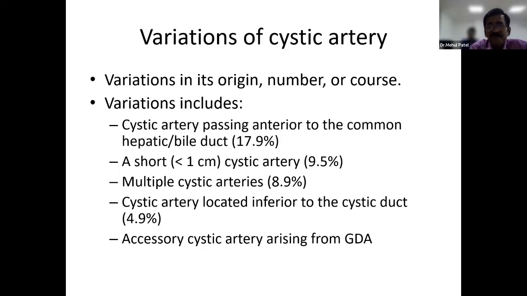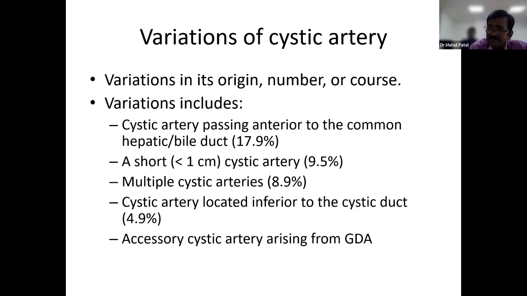So what are the important variations of cystic artery? It can vary in origin, in number, or its course. This cystic artery can run anterior to the hepatic duct in about 17-18% of cases. It can be a very short cystic artery where there is a bend of the common hepatic or the right hepatic artery, and the cystic artery is very short, entering into the gallbladder.